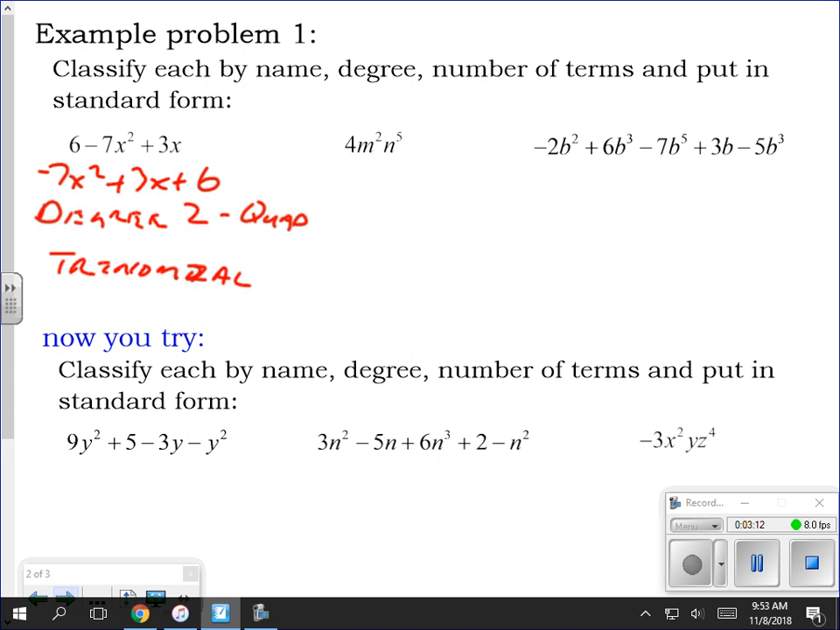Okay, the second one's actually pretty easy. What's my degree? What's the largest power? 5. So this has a degree of 5, because that's the largest power. It's only one term, so it's a monomial. And we don't have any special name for it based upon its degree.